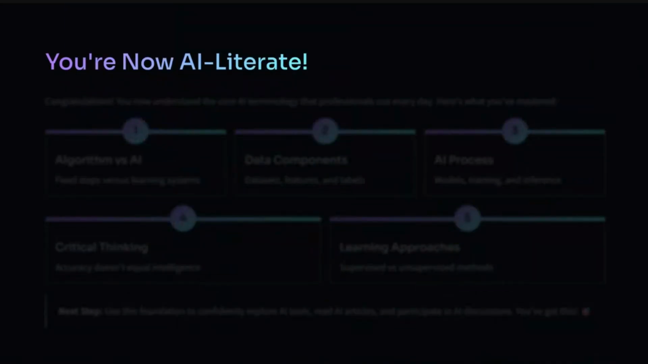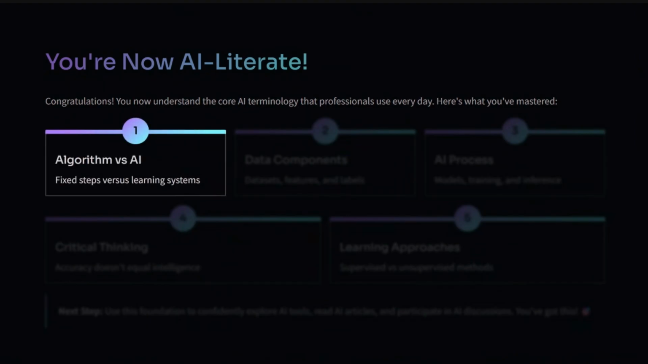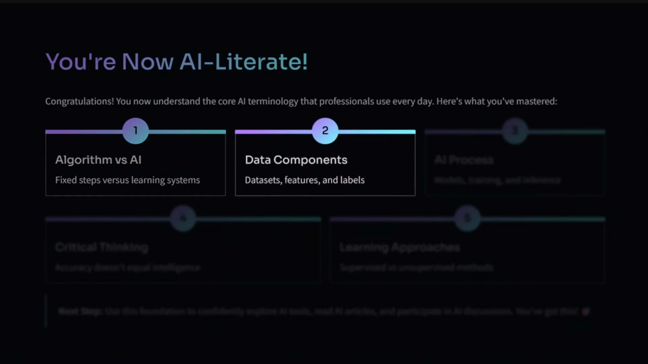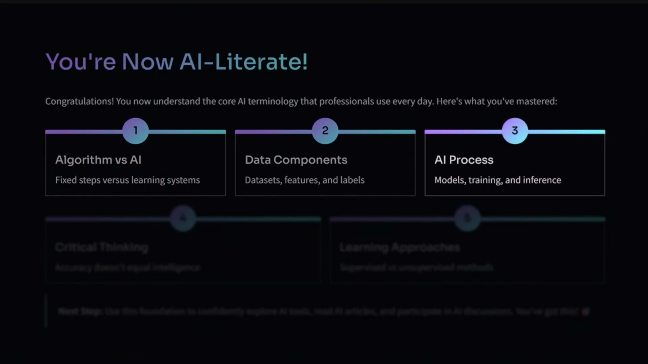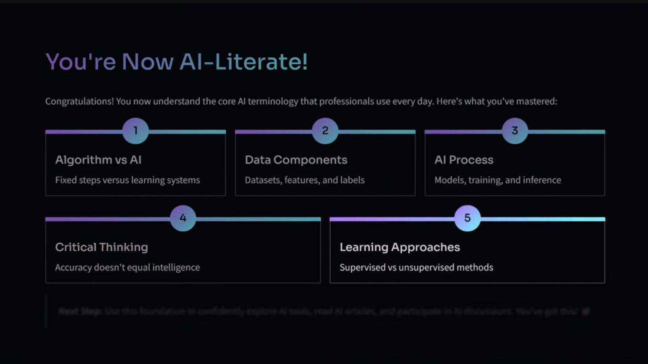And now I can say that you are AI literate. For the past 10 minutes which you have spent, you have learned AI versus algorithm, you have learned the data components, you have learned the AI process, you have learned critical thinking as well. What is the difference between accuracy and intelligence? And accuracy doesn't equal intelligence, right? And we have learned approaches of training a model as well, supervised versus unsupervised methods, right?